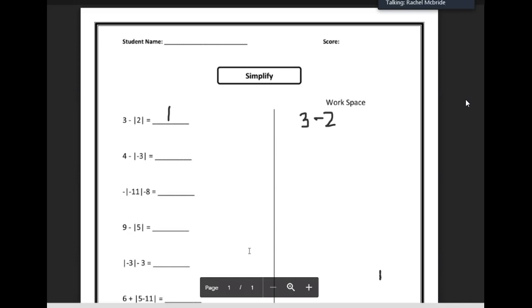Number 2, you have 4 minus. Now, you always do your absolute value, you kind of treat it like parentheses. So I treat it like a grouping function. So I'm going to take the absolute value of negative 3 before I do my subtracting. So the absolute value of negative 3 is 3. So you get 4 minus 3, because the absolute value of negative 3 is 3. 4 minus 3 is 1.